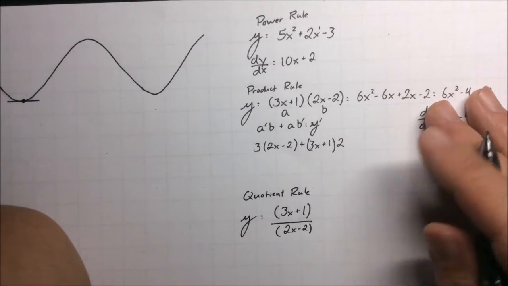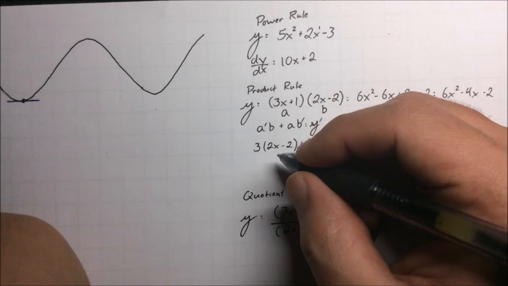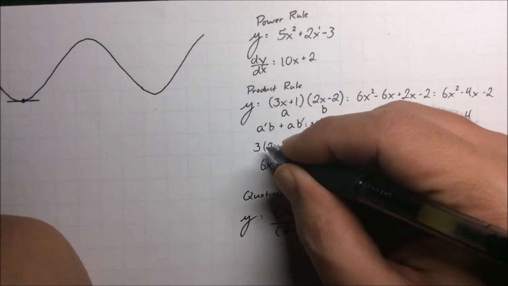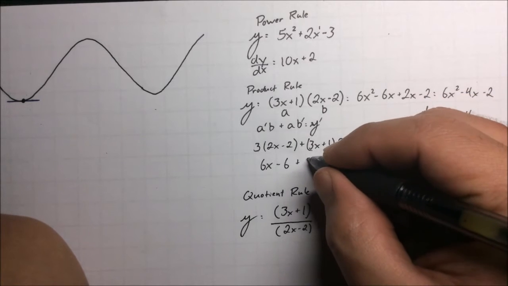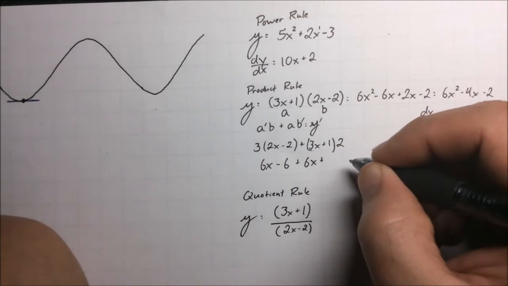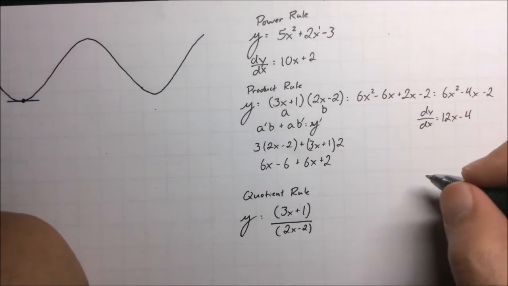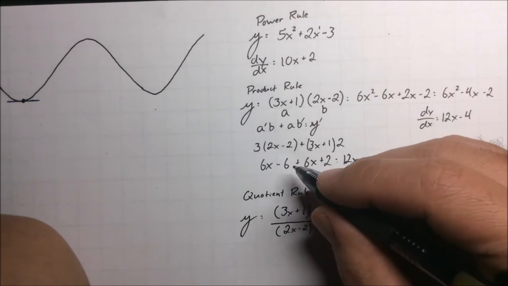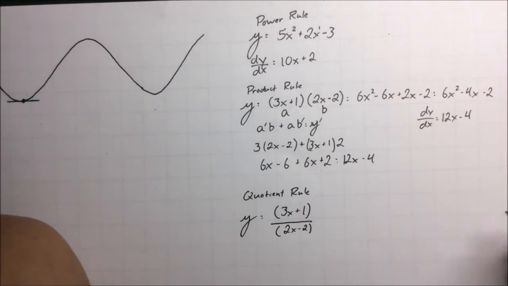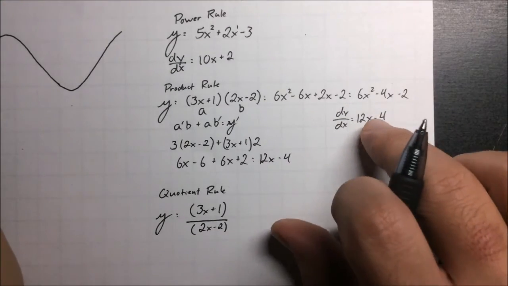Let's go ahead and distribute these. We're going to get 3 times 2, which is 6x, minus 3 times 2 again, which is 6, plus 2 times 3, that's 6x, plus 2. If I put these 6x's together, I have 12x, and -6 and 2 is -4, and I get exactly what I got over here when I expanded it.